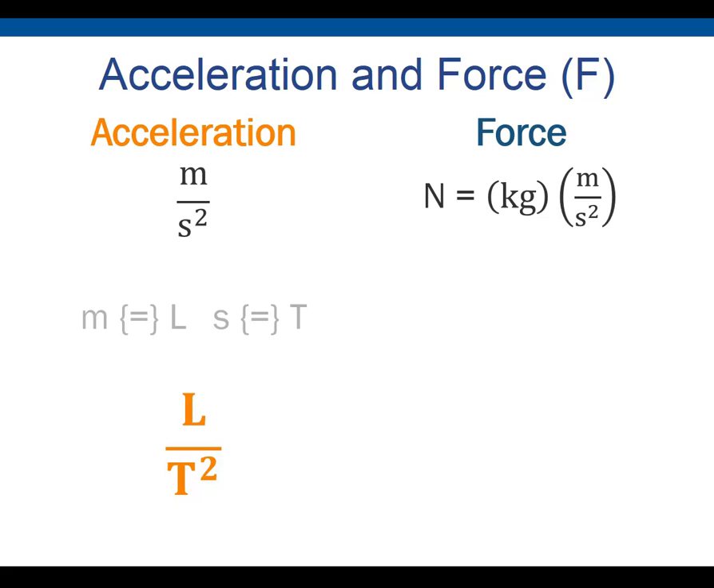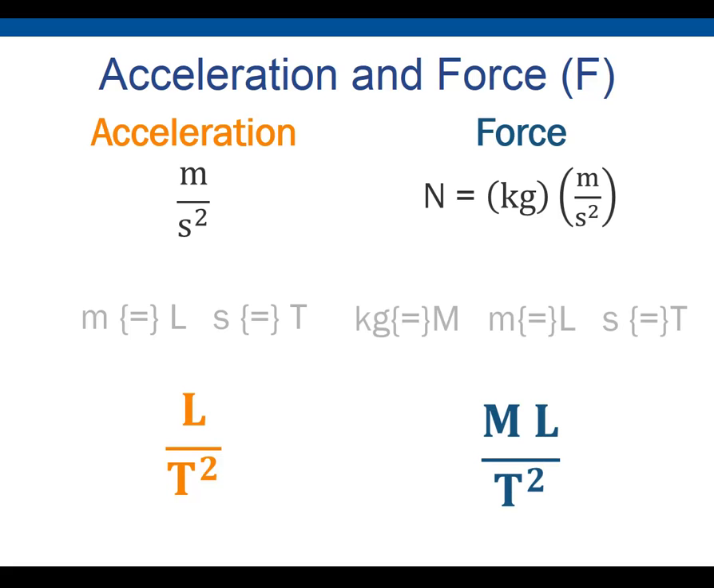How about the force? Force is mass times acceleration. Here we have acceleration. Kilogram is a mass, right? Kilogram is one unit of mass. So we can say force is M times L divided by T square. So this is the dimension of force.